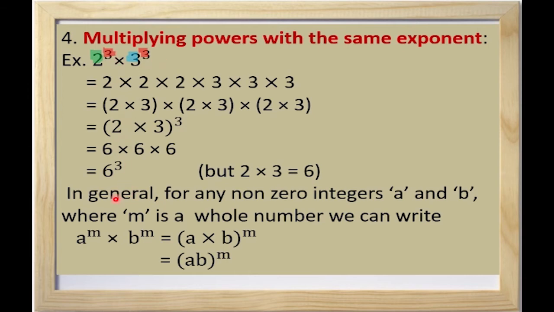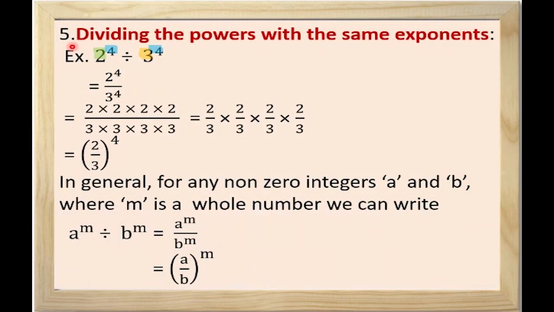Is it clear? So in general, for any non-zero integers a and b, where m is a whole number, we can write a raised to the power of m into b raised to the power of m is equal to a into b, the whole power m, or a into b can be written as ab, the whole thing raised to the power of m. Is it clear children?